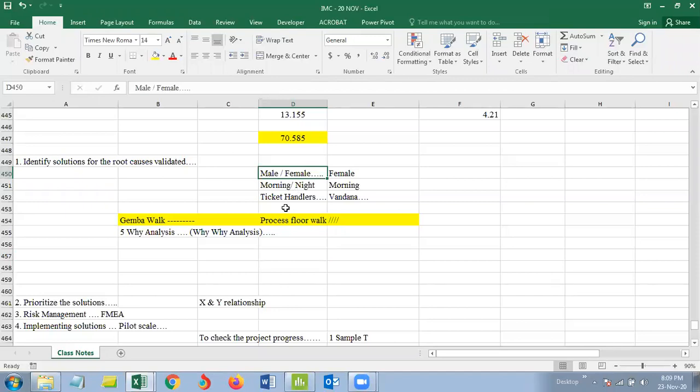Our females are good. Why? Probably male candidates, probably they are too distracted. Every probably 1 hour they need a smoke break, whatever, God knows. But yeah, I don't know, like whatever we would have seen, we would do a 5 why analysis.